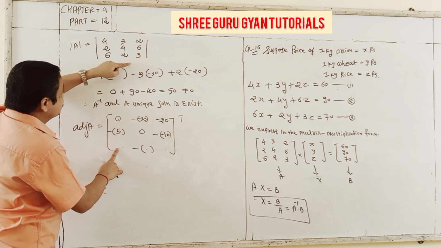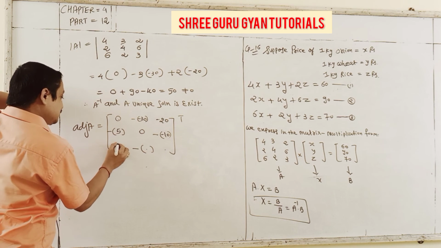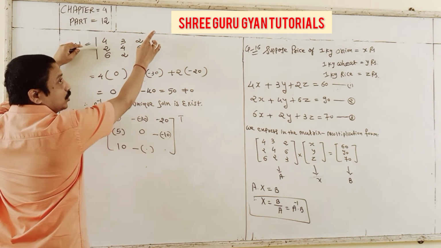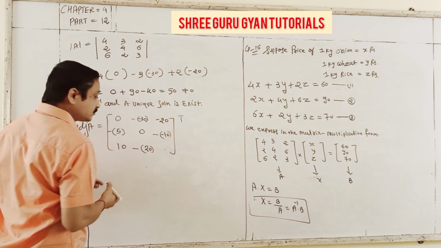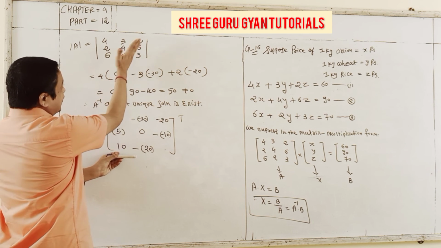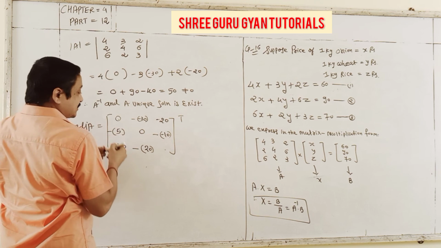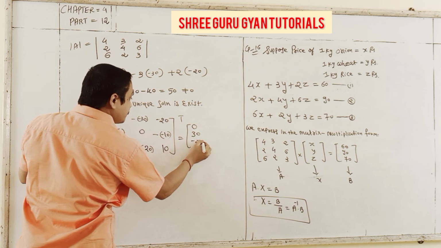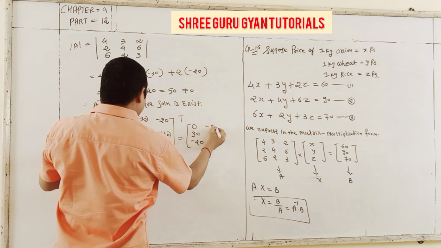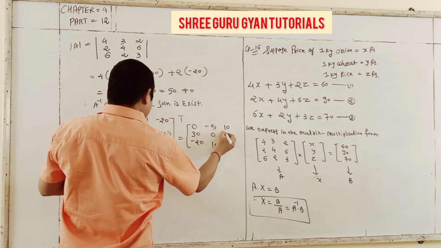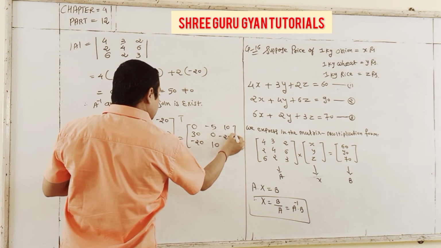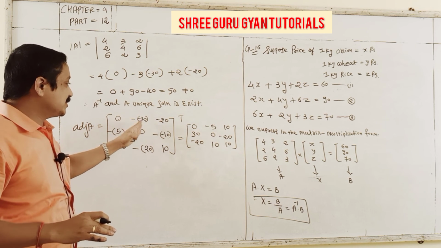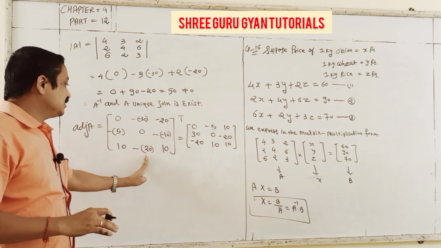Now this one: 6 times 3 is 18, 18 minus 8, 10. That one: 6 times 4 is 24, 24 minus 4, it is 20. And last, 16 minus 6, 10. Taking the transpose, you get 0, 30, minus 20; then minus 5, 0, 10; and last 10, minus 20, 10. Now all values, students, I check one more time: 0, minus 30, 20; minus 5, 0, 10; and 10, minus 20, 10.